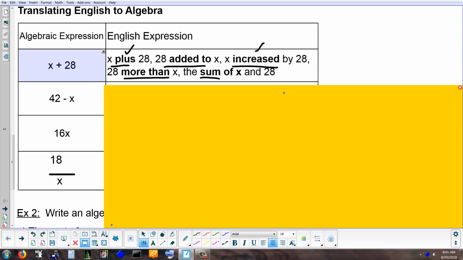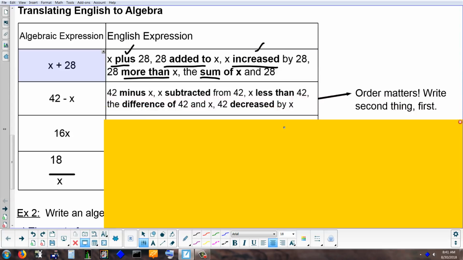How about this last one? What's the opposite of sum? When you subtract two things, you call it the what? Difference. Yeah, a difference. So I think we've hit a lot of them. They're not in the same order, but 42 minus x, you guys said that one. Difference, we did that one. The difference of 42 and x. Did we say decreased by, 42 decreased by x? Yeah, this and that.